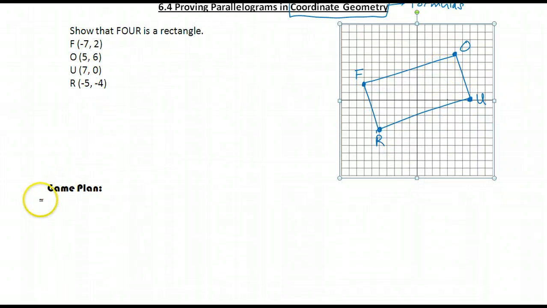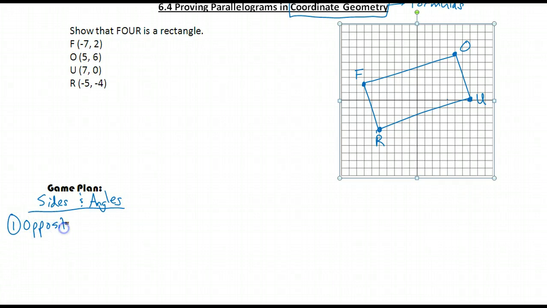We can prove that it's a rectangle by looking at its sides and angles. A rectangle has opposite sides that are parallel. To prove in coordinate geometry that our opposite sides are parallel, we need to use the slope formula and show that our opposite sides have equal slopes.